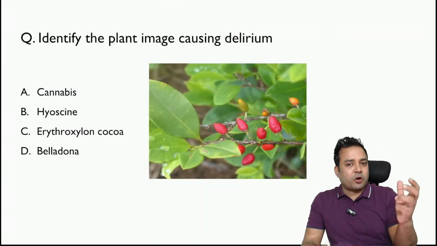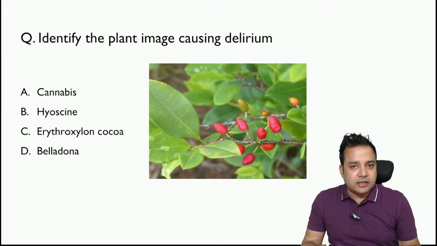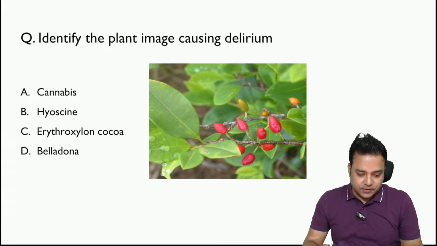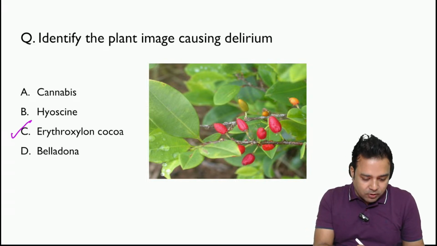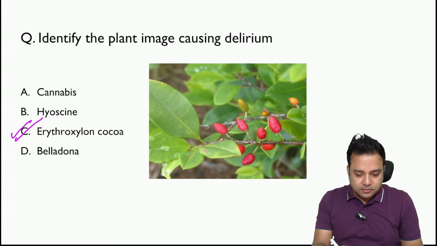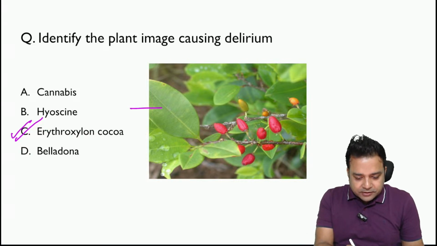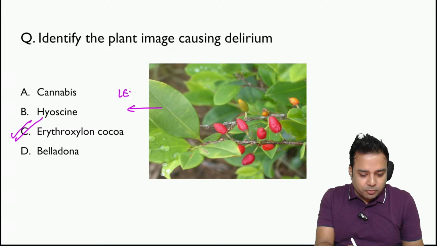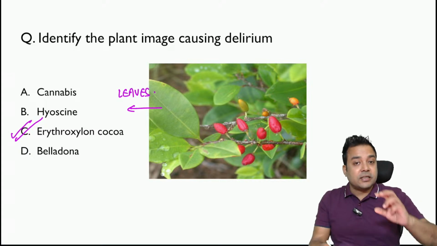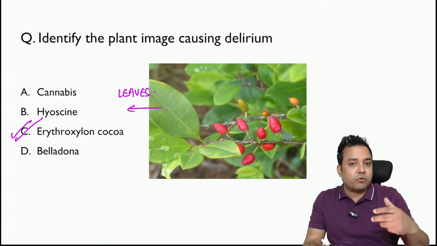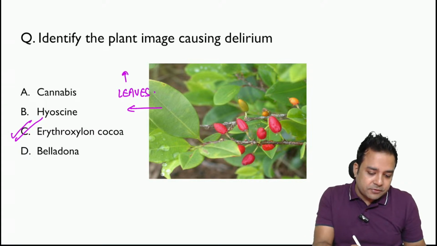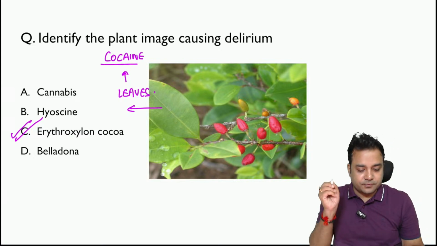This came as a spotter question. Identify the plant image causing delirium. The answer is Erythroxylon coca, and from the leaves mainly. What is obtained from the leaves? After treating the leaves with concentrated H2SO4 and HCl, what is obtained is cocaine.